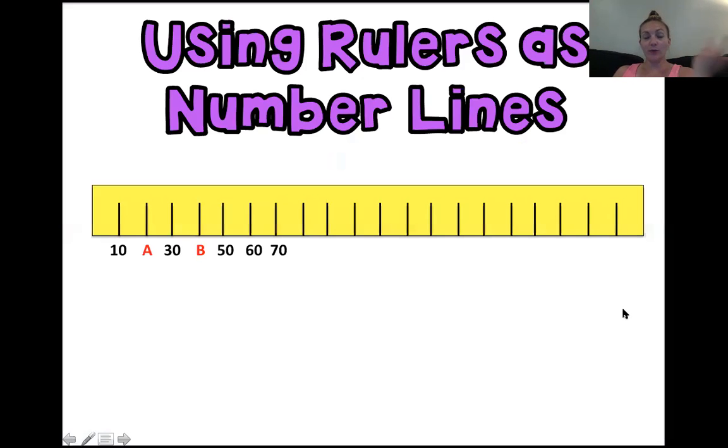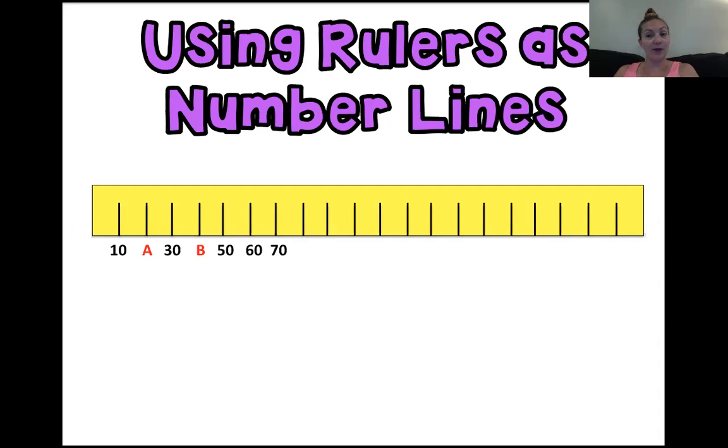So we can use a ruler like we use a number line. It's really similar. It's straight, it has marks, and it has numbers at a certain distance, okay? So podemos usar una regla como si fuera una línea numérica, porque de veras son bien similares.